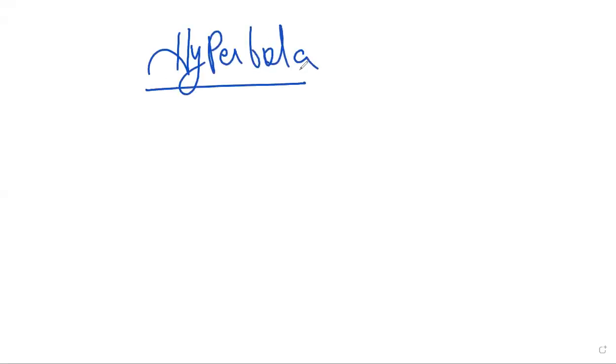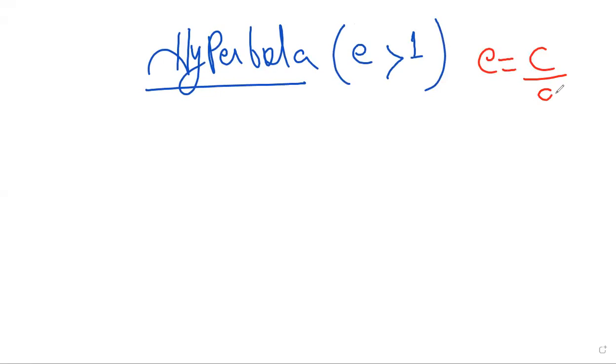How can we recognize that this is a hyperbola with the help of the eccentricity? For a hyperbola, the eccentricity is greater than 1. As we know, the eccentricity formula is c upon a, which means that c is always greater than a. That's why it is greater than 1.